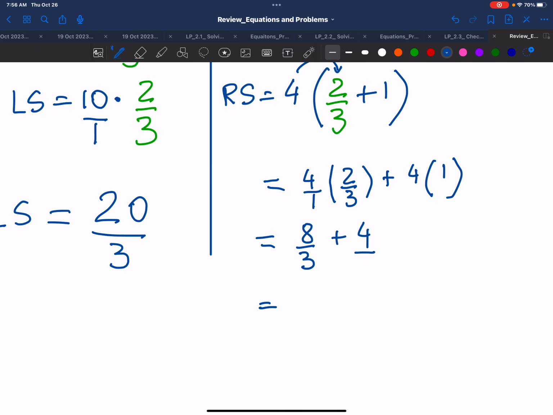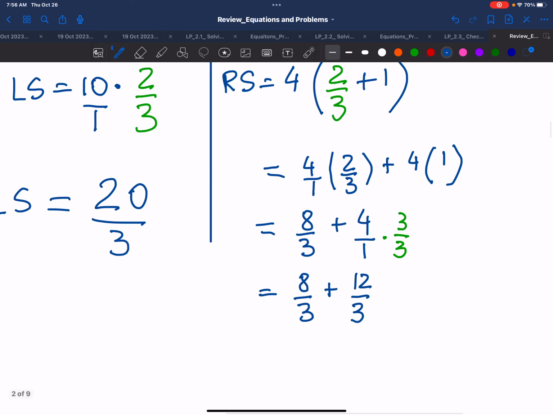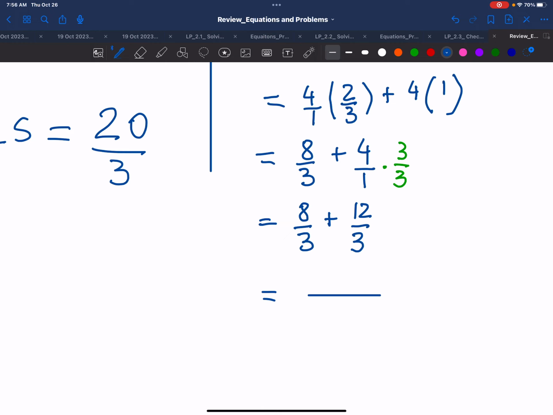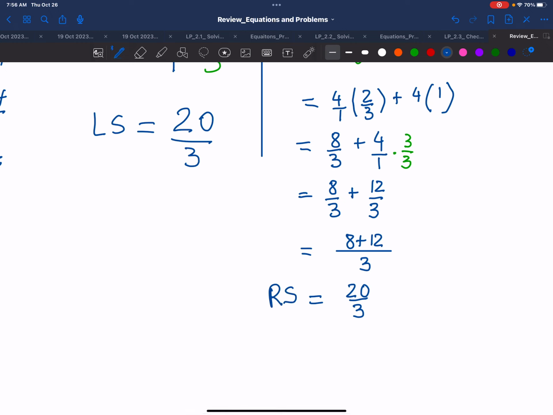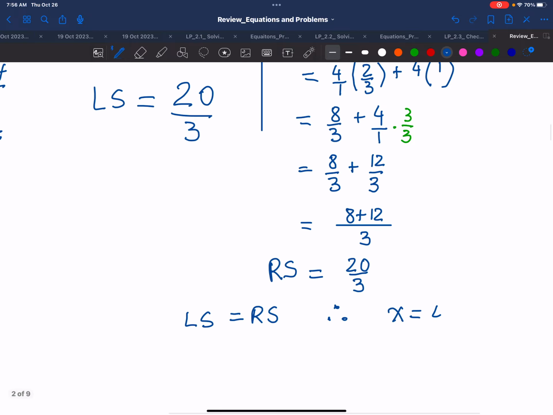So 4 has a denominator of 1. In order to combine the two fractions, we need to make denominators the same. And the lowest common denominator is 3, so we multiply 4 over 1 by 3 over 3. This will make it 8 over 3 plus 12 over 3. Keep denominator the same, 3. Numerators are added. So 8 plus 12 is 20 divided by 3. As you can see, the left side equals the right side. Therefore, the solution is correct. So x equals 2 over 3.